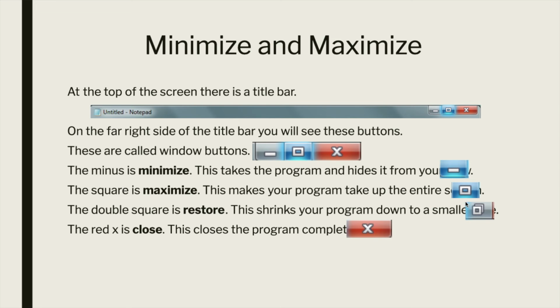And then next is the red X. This is closing. This is how you close a program completely. So, before you close, you'll want to make sure that everything that needs to be saved is saved, because once you hit this, there's no going back, okay?